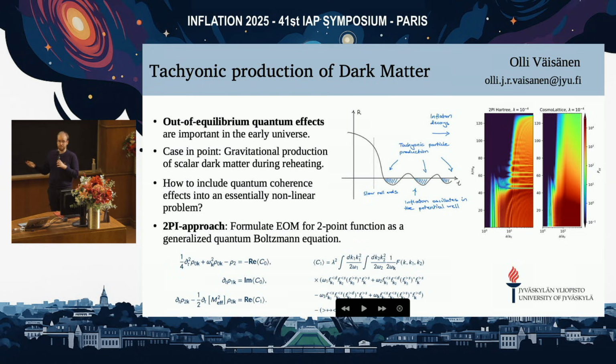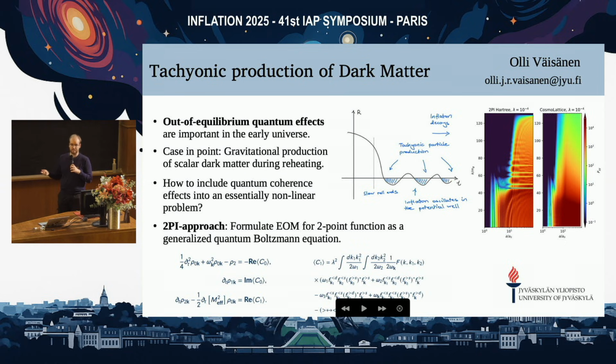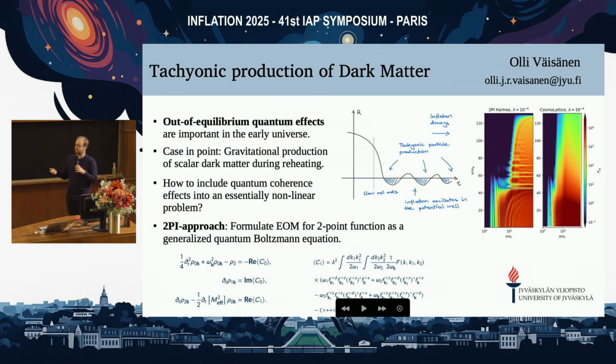And our approach is the 2PI formalism, which essentially allows you to get evolution equations for the fully resummed two-point correlation function. The problem there is that these equations are extremely computationally intensive. So our work is to formulate these equations basically as a generalized Boltzmann kinetic equation plus explicit quantum corrections. And these equations we can then solve more easily numerically using standard methods from kinetic theory.